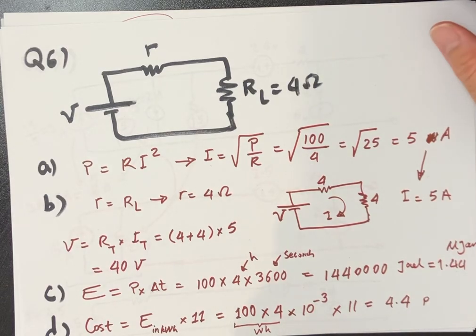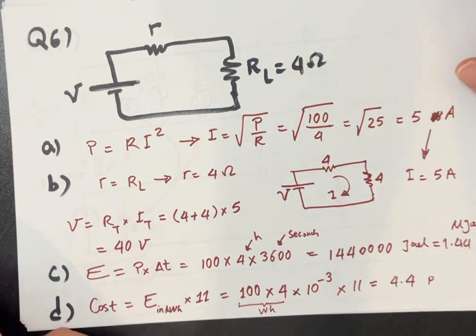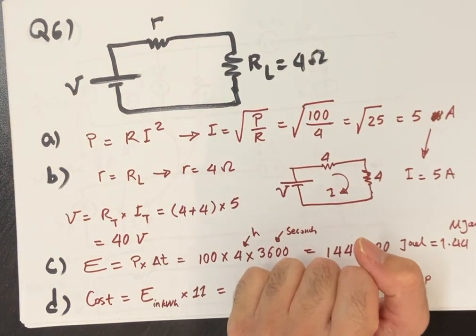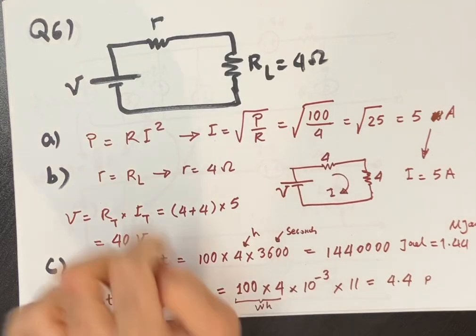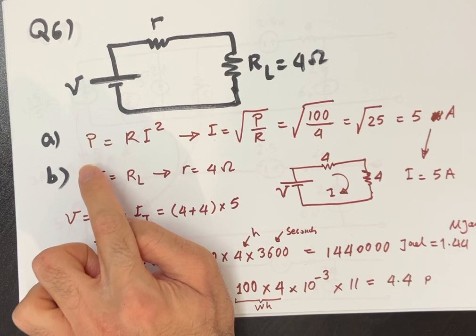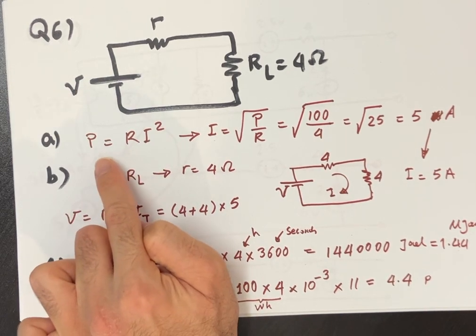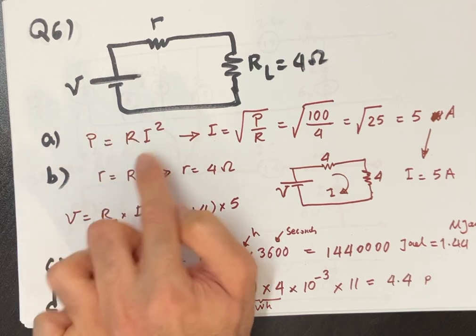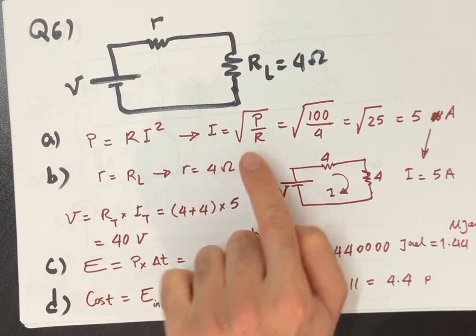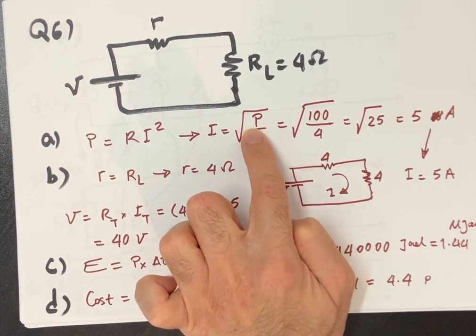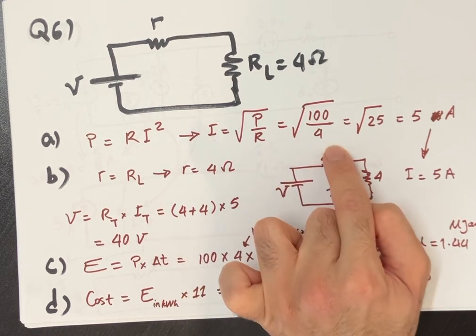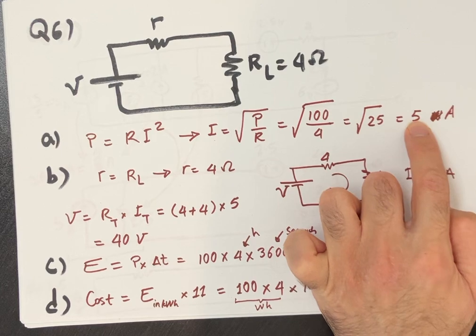Question number 6 is a circuit. Here the power of the load is given, and we are asked to calculate the current of the load. So based on definition, power of a load equals Ri squared. This is also power dissipation in a consumer. It's also power loss calculation in a cable. In general, this is another representation of power. Power equals Ri squared. So I equals root square P over R. P was given 100 watts, and R is 4 ohm. So you can work out, you get 5 amp.